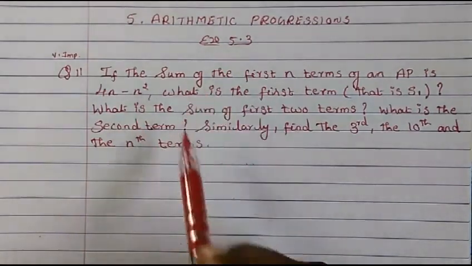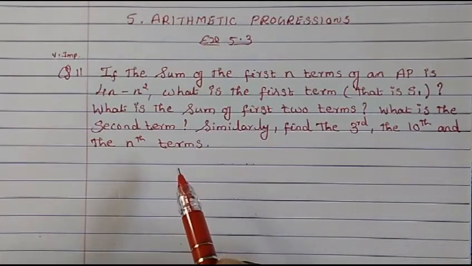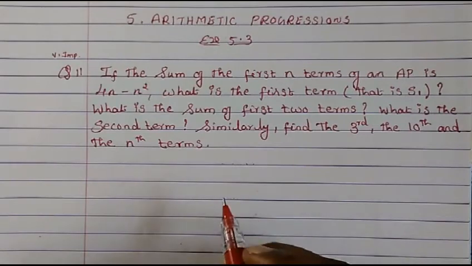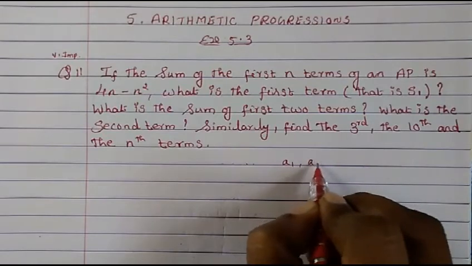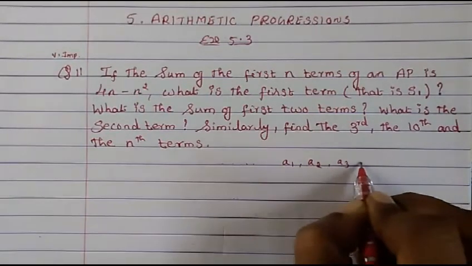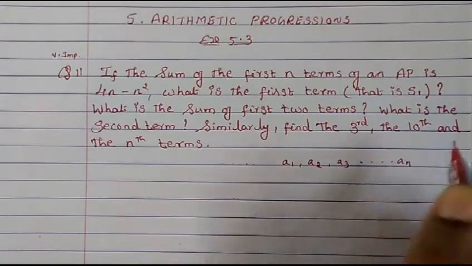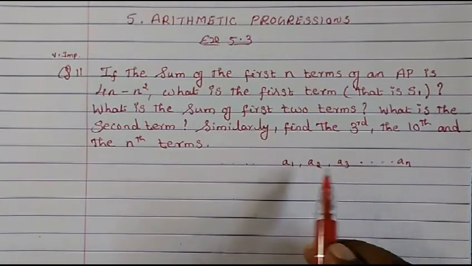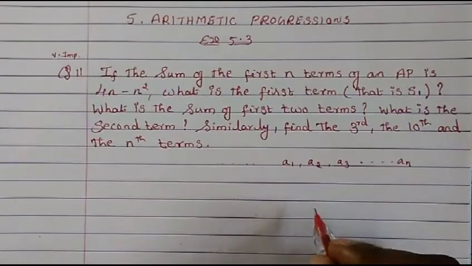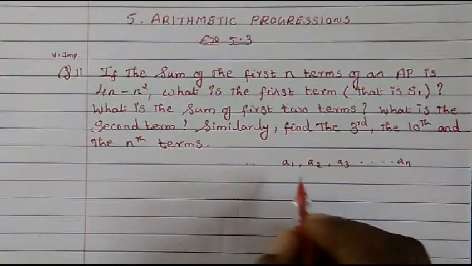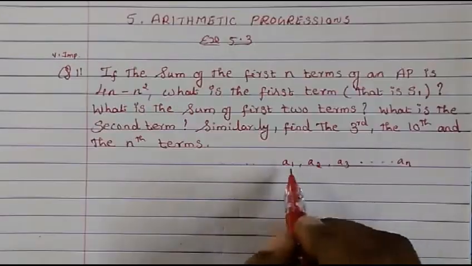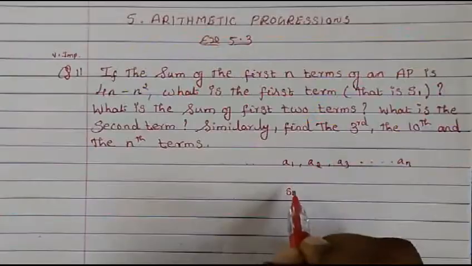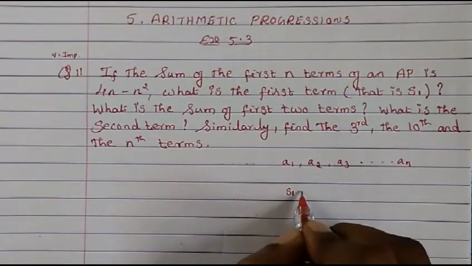Now, before going to the question, first you have to understand something very important. For example, the terms you know: that is A1, A2, A3, and up to an. This is the number of terms, first term, second term, third term. Now, what is this S1, S2, S3? S1 means the sum of the first term. So what is that meaning? Sum of first term means A1, right?